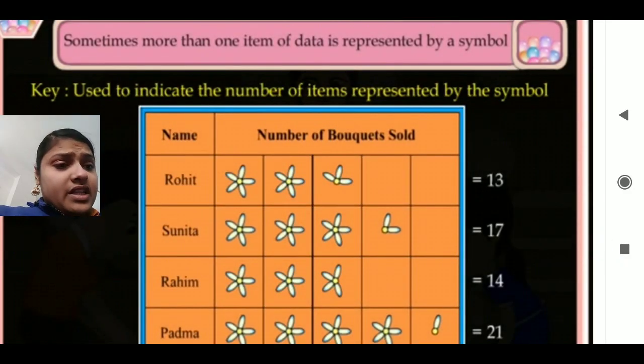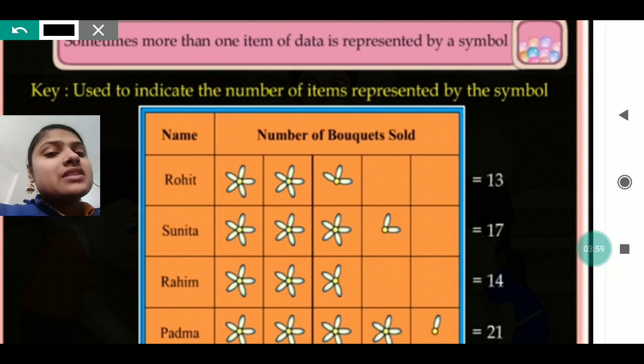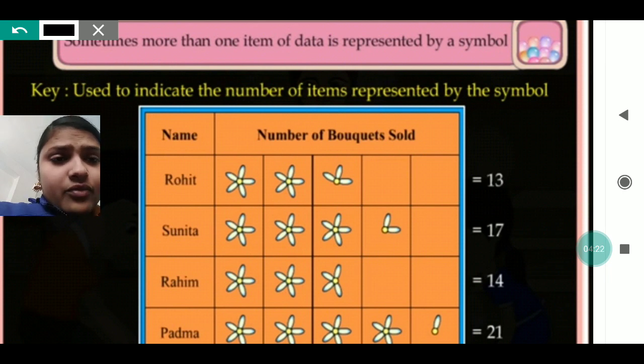This is one picture you can see. This pink box I am reading: sometimes more than one item of data is represented by symbols. A key is used to indicate the number of items represented by the symbol. Like you have to use this flower to represent the data. You can see Rohit is having 13 flowers, and it means one flower is representing how many? 1, 2, 3, 4, 5. 5 are there, no? 5 and 5 is 10.